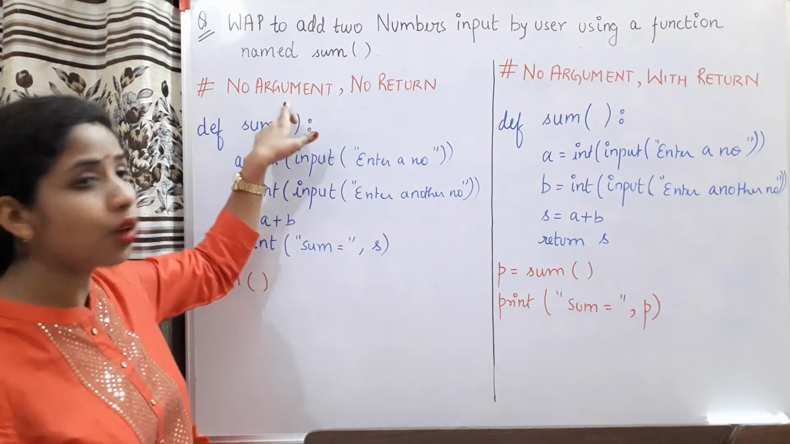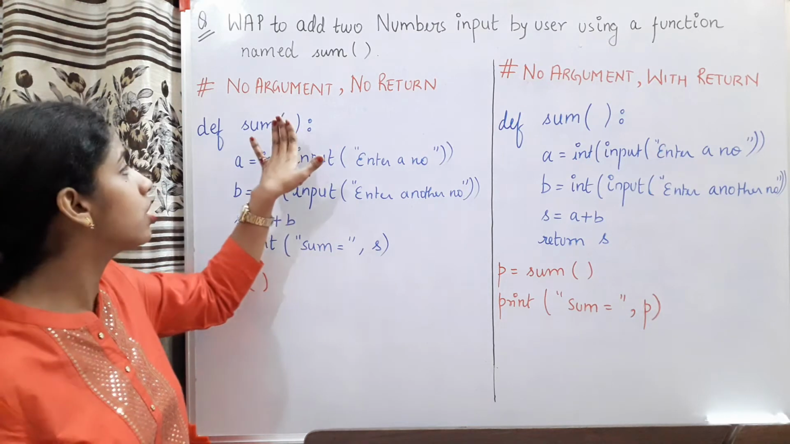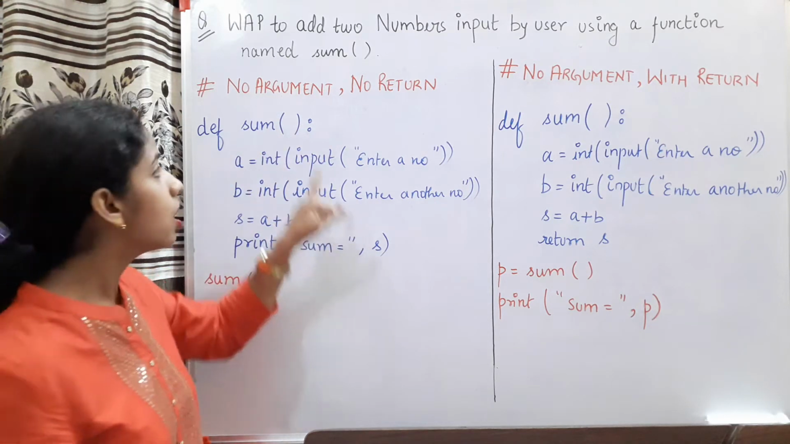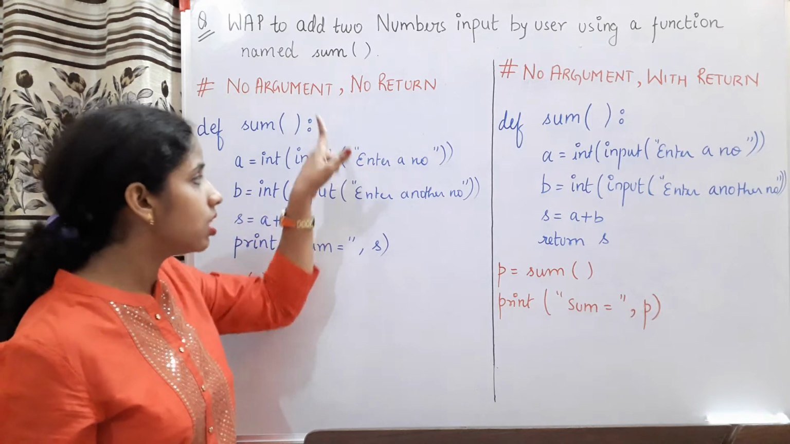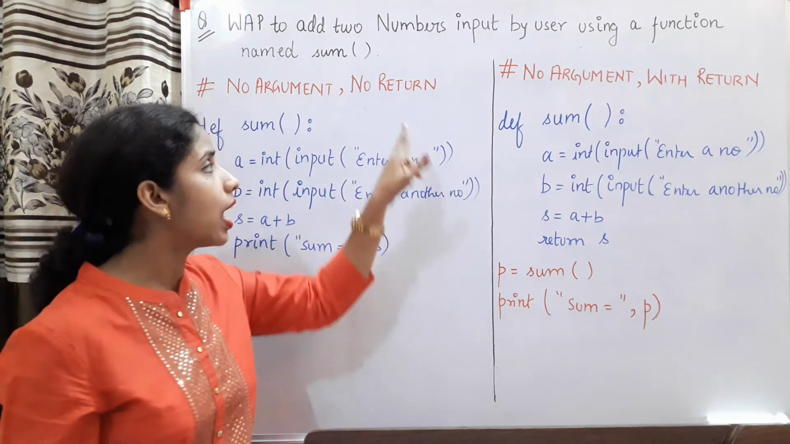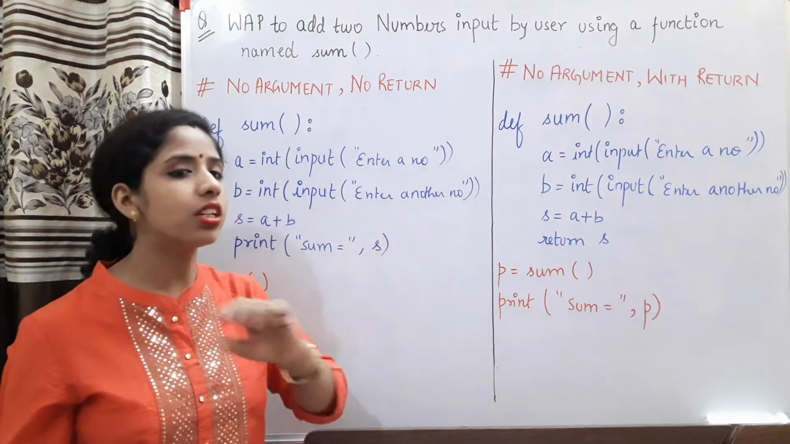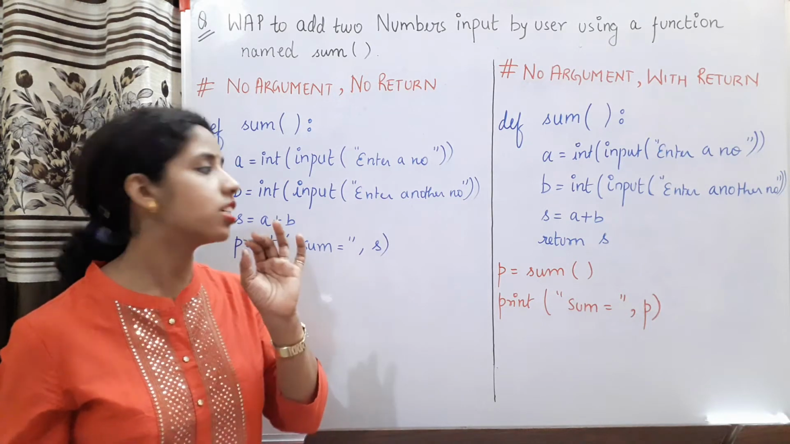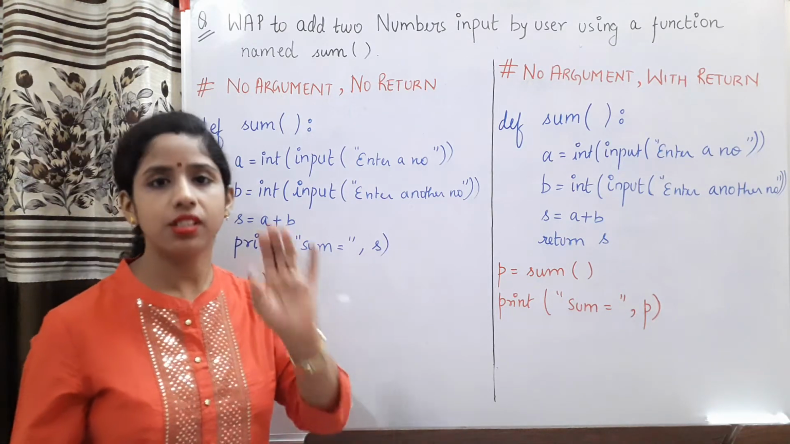That is why it is no argument, meaning nothing will be sent to this function when it is called. And second, this function will compute the result, and then after computing the result, it is not going to return the result. It is simply going to print the result by itself.